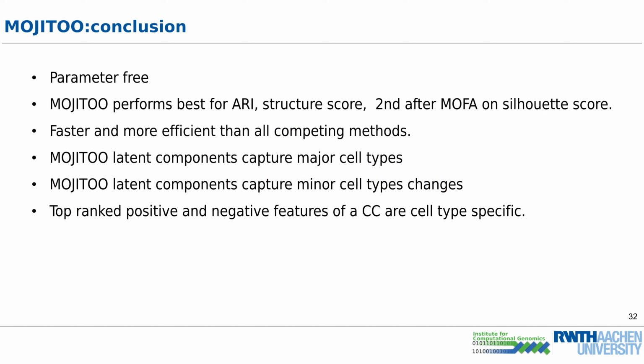To wrap up, MOJITOO, which we propose, is a parameter-free method, and it performed best for ARI and structure score. It is second after MOFA on silhouette score. MOJITOO ran faster and more efficiently than all competing methods. The latent components of MOJITOO capture major cell types. It is also capable of capturing minor cell type changes. Top-ranked positive and negative features of CC are cell type specific.